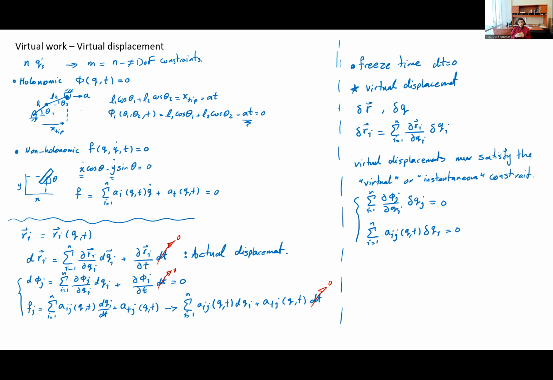Okay, so now that we have defined virtual displacement, we can take these ideas and build upon them and talk about virtual work and the rest of the concepts.